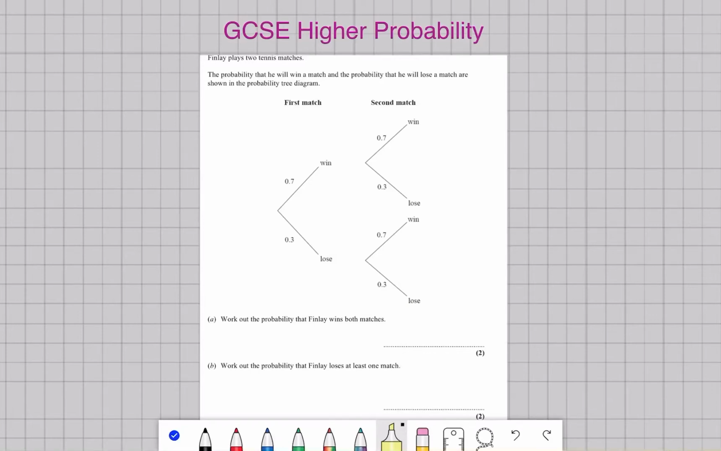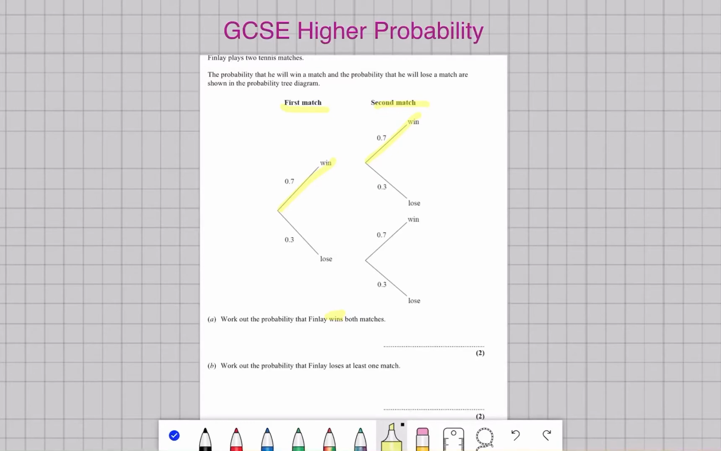Okay, so this question is about probability. So we've been given the probability tree. So Finley plays 2 tennis matches. The probability that he will win and that he will lose are shown in the tree diagram. So first match here, second match here. Question asks us, work out the probability that Finley wins both matches. So that's that he wins the first one and wins the second one.